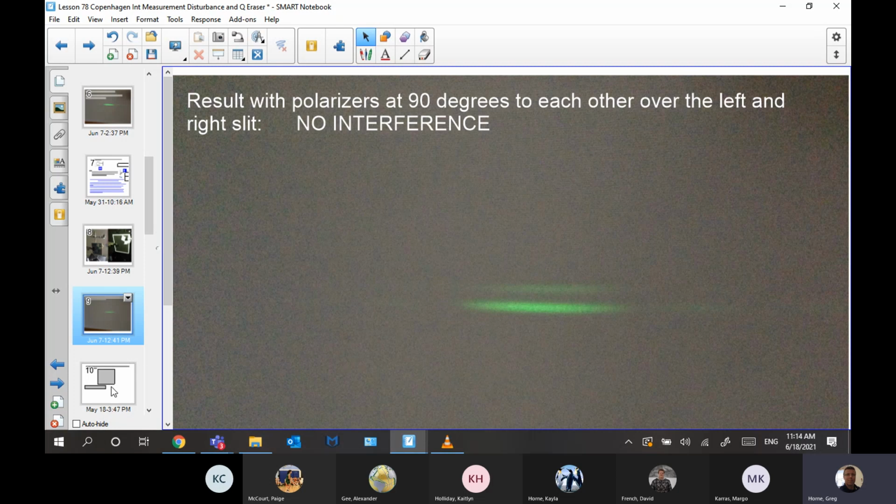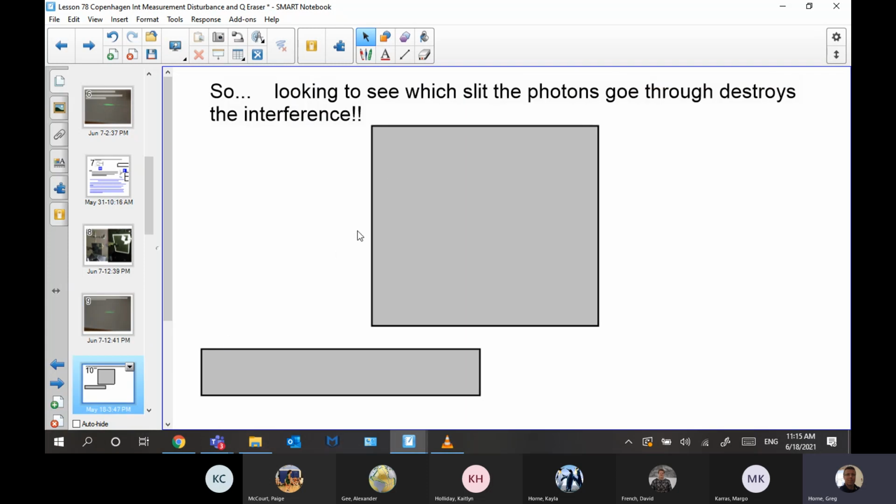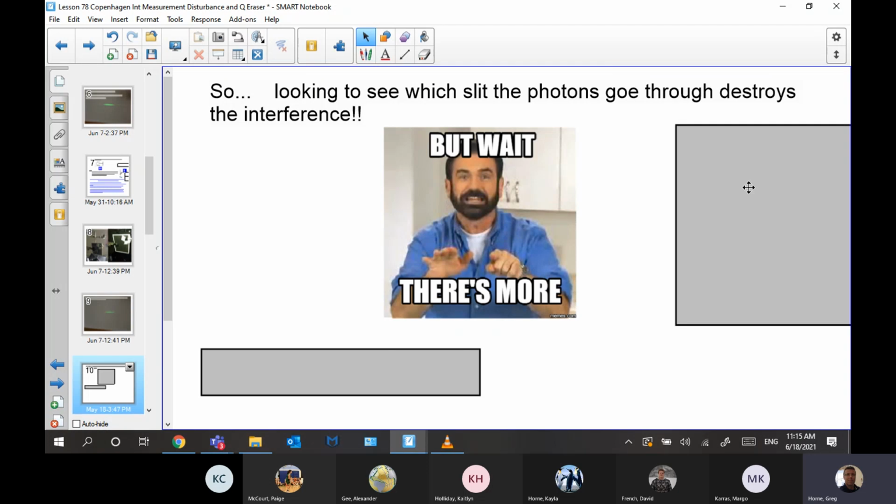Okay, so that's the measurement disturbance just by polarizing, and so now we know vertically polarized light went through left and horizontal went through the right, or vice versa, whichever it was. We know which slit they've gone through. We could check, and so the interference pattern disappears, which is bizarre. So looking to see which slit they go through destroys the interference.